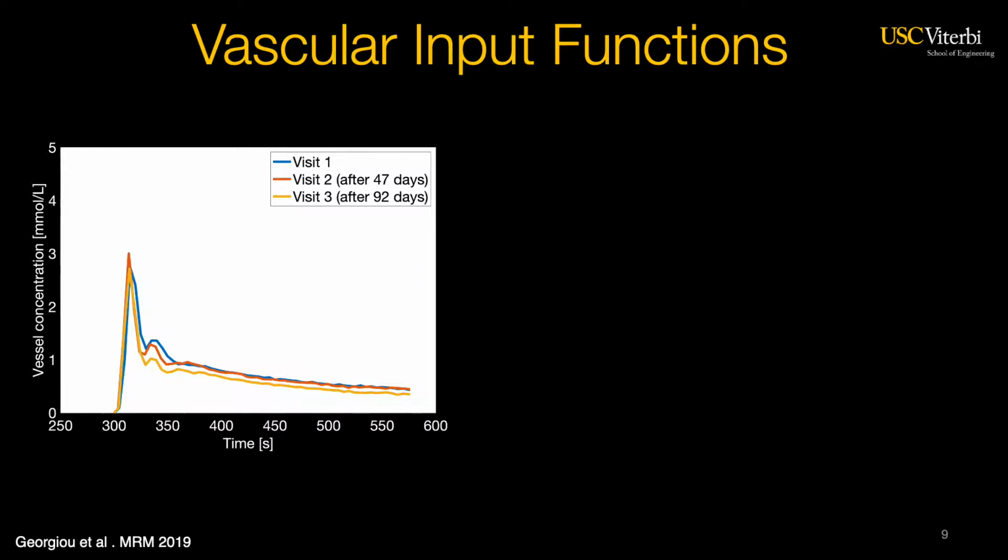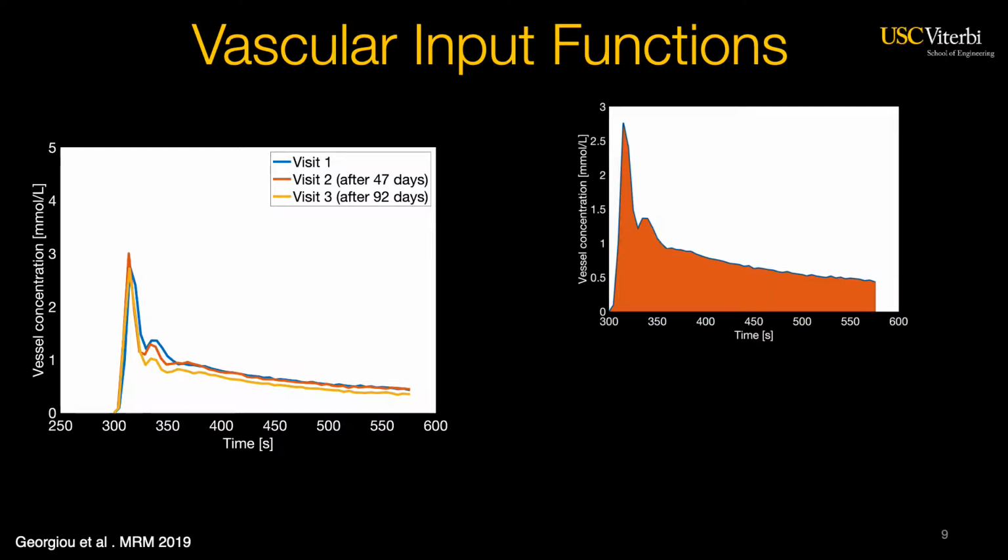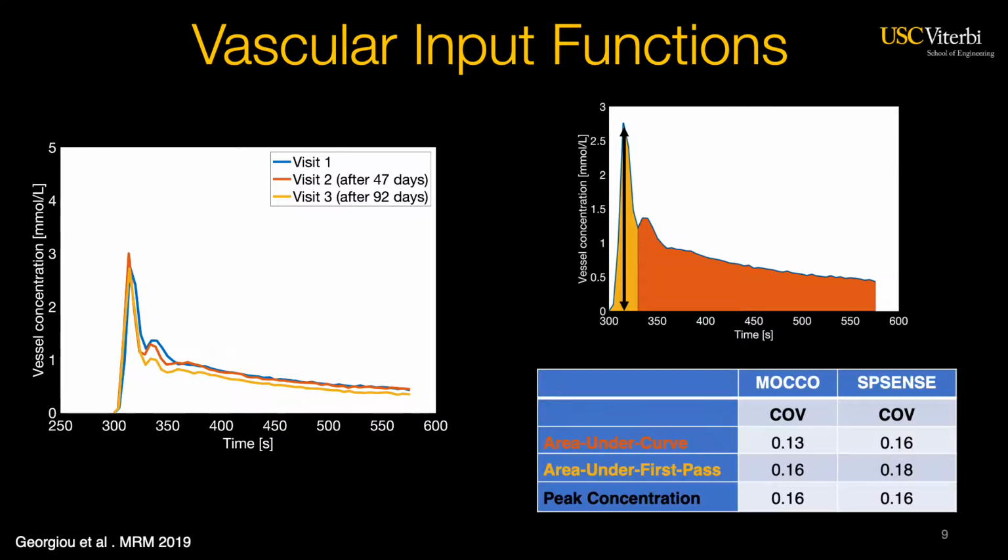To quantify repeatability, we followed an approach similar to Giorgio et al., by assessing repeatability of characteristic features of vascular input functions. We therefore computed the area under the curve, the area under the first pass, and the peak concentration, and determined the within-subject coefficient of variation for these features. All coefficients of variation are between 13 to 18%.